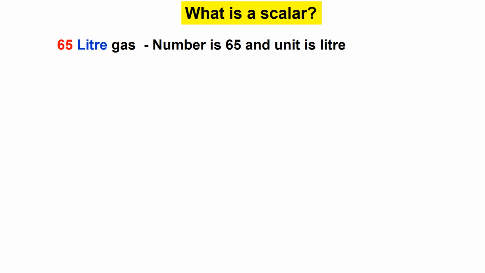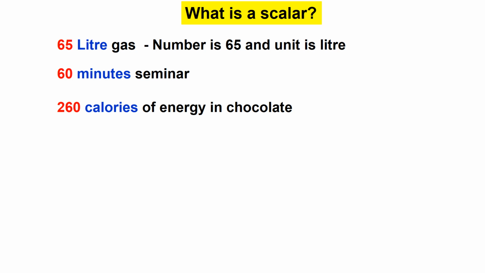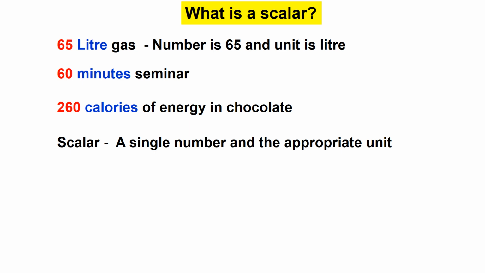It is possible to observe more of these types of physical quantities. Let us look at a few more. The duration of a seminar is 60 minutes. The energy content of a chocolate bar is 260 calories. We observe a single number in all cases and it is associated with a unit. They are known as scalars. Therefore, a scalar is a single number with a unit.